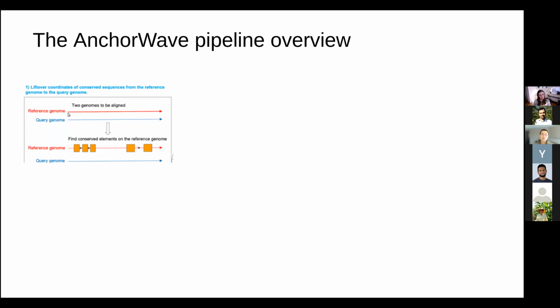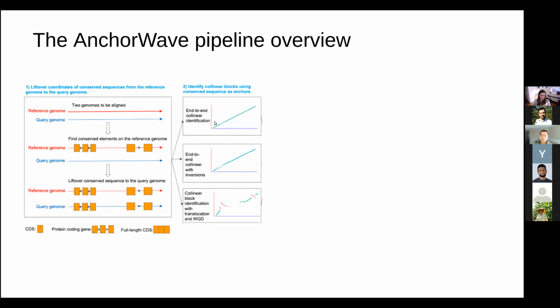AnchorWave takes the reference genome, the query genome, and the reference genome annotation in GFF format as input. Firstly, we perform alignment for the protein coding sequences, and then we developed a longest path algorithm to find the collinear regions. We developed three versions of the longest path algorithm. The first one performs end-to-end collinear identification. We assume there's no inversion and no translocation for each pair of homologous chromosomes.